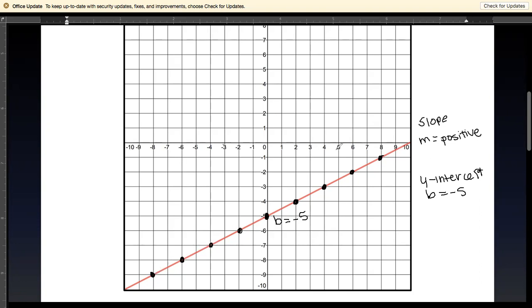Okay, and from the 2 points, I'm looking at how much it's rising over how much it's running. So I make a right triangle. My rise over run. How much am I rising? 1. And how much am I running? 2. So my rise over run is 1/2. 1 over 2.